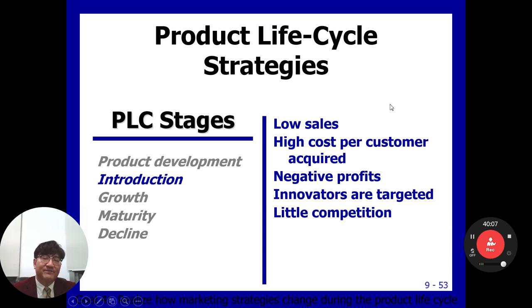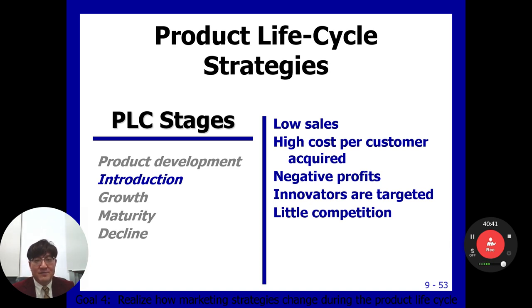When you introduce your product to the market, the introduction stage starts. In the introduction stage, your product is not so popular with people. Not too many people actually know about your product, so you have low sales. You need very high cost to attract new customers for your new product, and then you still have negative profit.